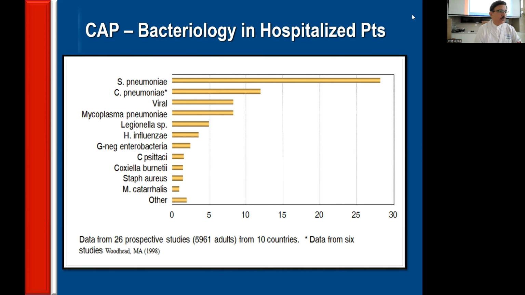Now you see, as per the bacteriology in the hospitalized patients, again, Strep pneumoniae outstands amongst all, and C. pneumoniae, viral, Mycoplasma, Legionella, H. influenzae, gram-negative bacteria, enterobacteria, psittacosis, Coxiella burnetii, Staph aureus, M. catarrhalis, and others. So it's very important to know the etiology also.